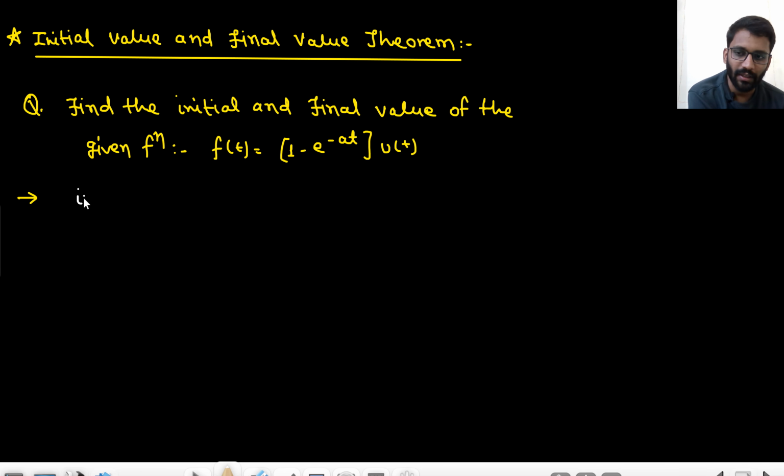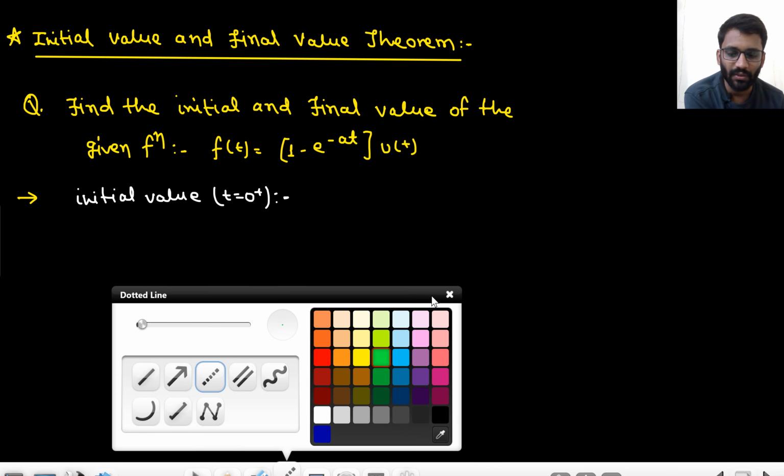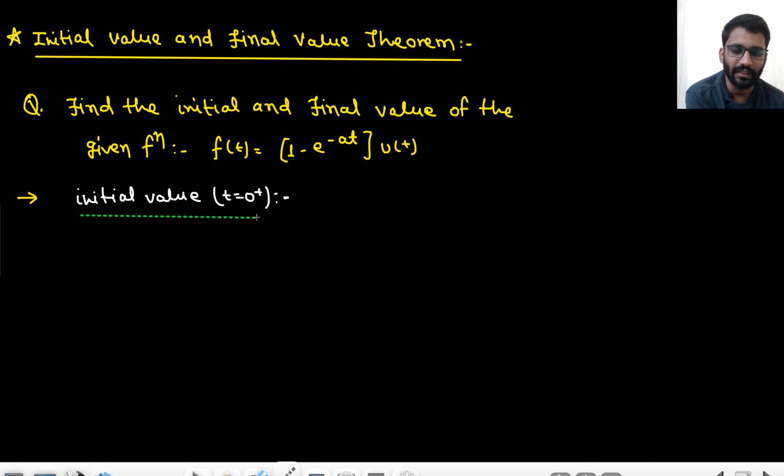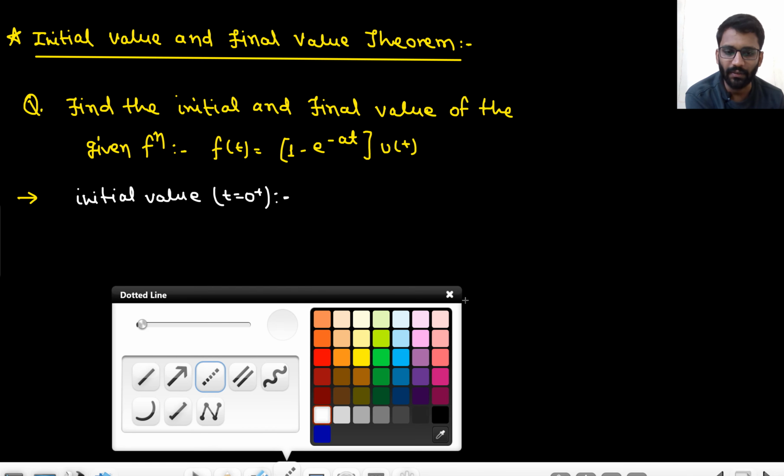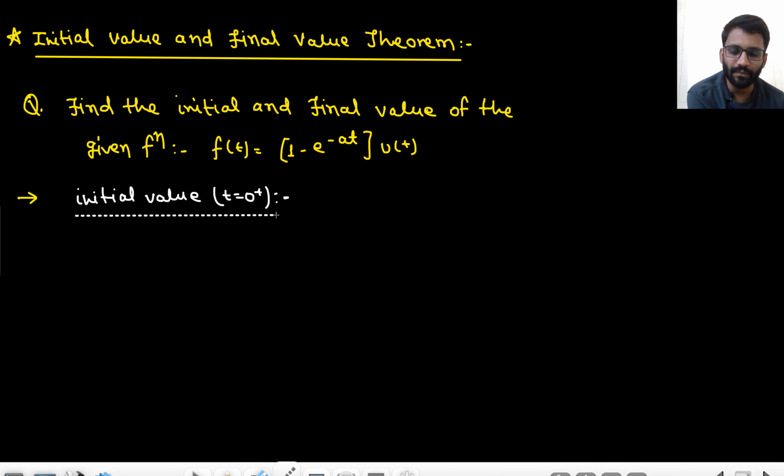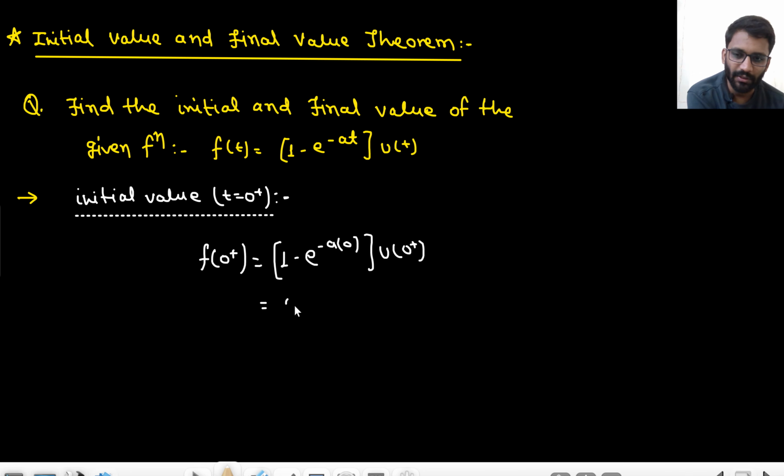So what is the initial value? Initial value means we need to find the value at t equals 0, right? Initial value means t equals 0 plus, I can write, or t equals 0. This is what initial value means. I hope you have already guessed it. This is the initial value. So f of 0 plus, just put t equals 0. So 0 and u of 0 plus would be 1, so the value is 0.